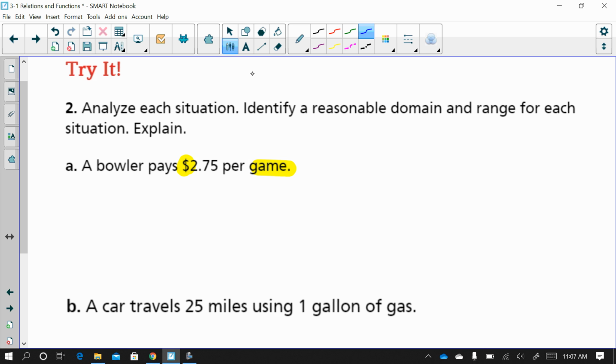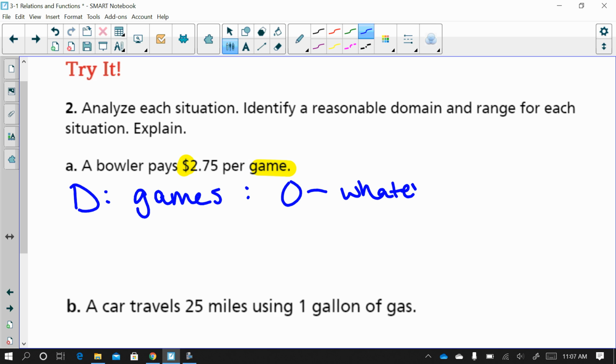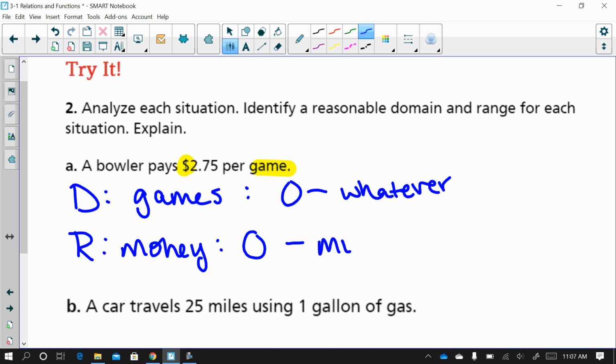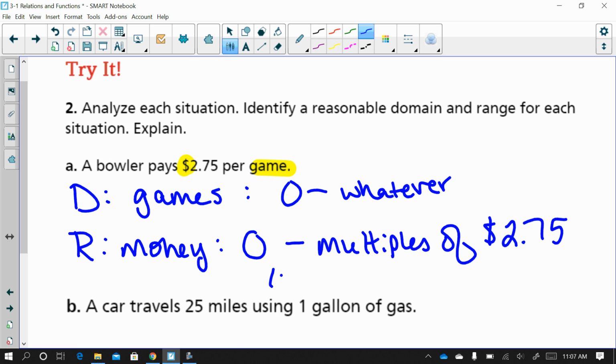That's the important thing. So my domain is the games, which would be from 0 to however many games you want to play. That makes the range the money. We're paying $2.75 per game, so we're going to say 0 to multiples of $2.75, to however many games.